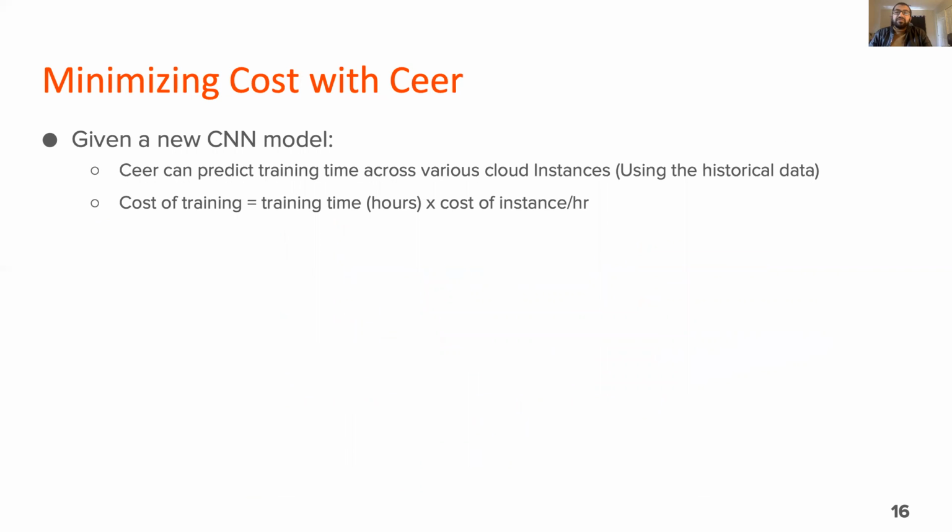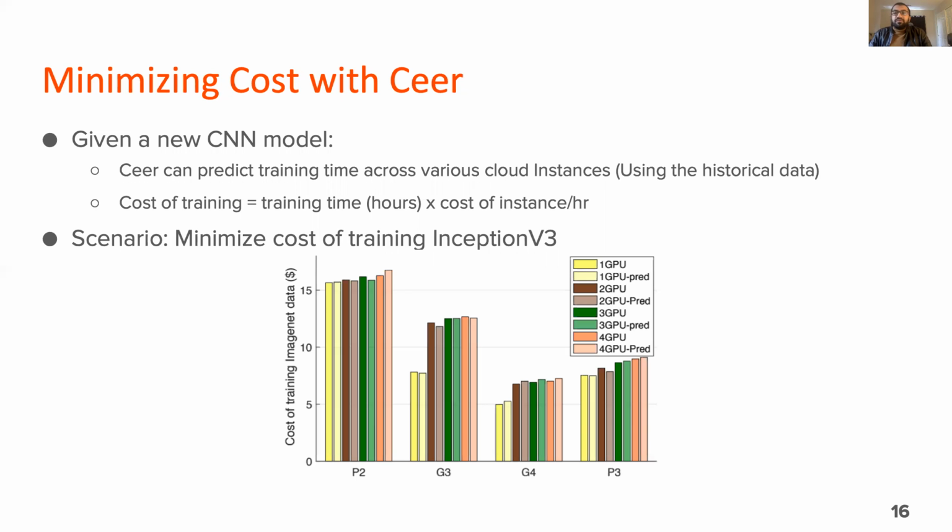In the last result, we saw that Ceer can accurately predict training time for a given CNN. Training time prediction can be used to estimate the cost of training. Consider another scenario in which we want to minimize the cost of training Inception V3. The graph shows the performance across different GPU types. The hourly rate of one GPU of P2 instance is the cheapest, and the hourly rate of picking 4 GPU instances of P3 is highest. We see that the most cost-effective from the graph is using one GPU for G4 instance, and that's what Ceer predicts as well.